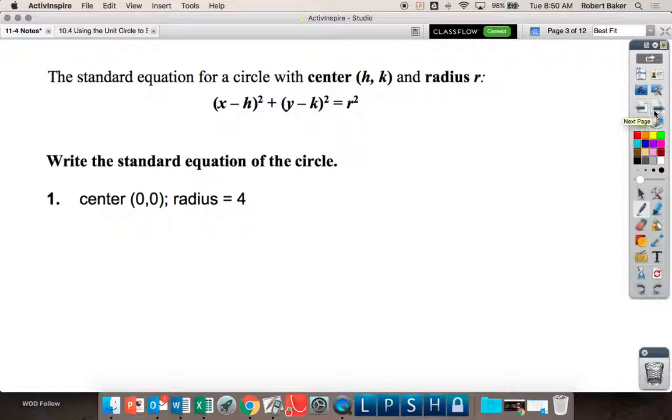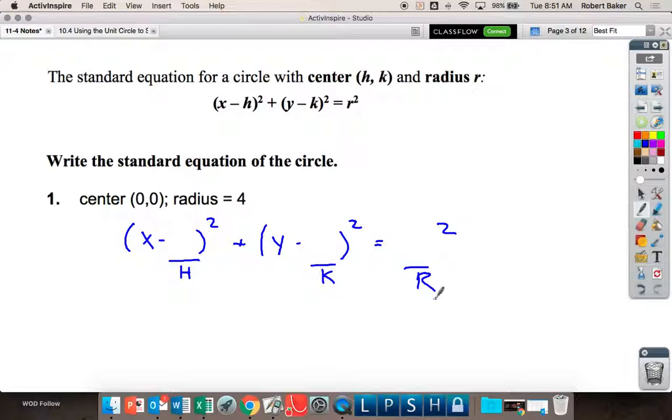So, this is the first one in your notes. It says, write the standard equation of a circle. It has a center at 0, 0, and it has a radius of 4. So what I end up doing is I end up writing the equation, and I leave out h, k, and r. So I say x minus something squared plus y minus something squared equals r squared. And I know this is h, this is k, and this is r. So I took this equation, and I'm going to fill in my blanks for what I'm missing.